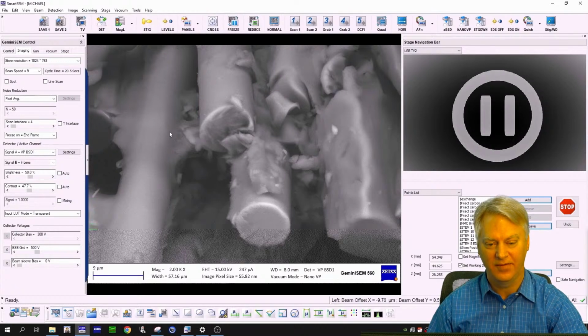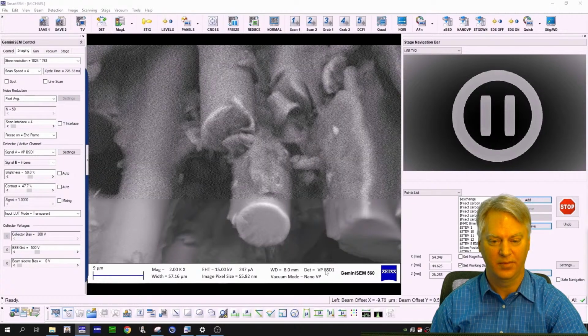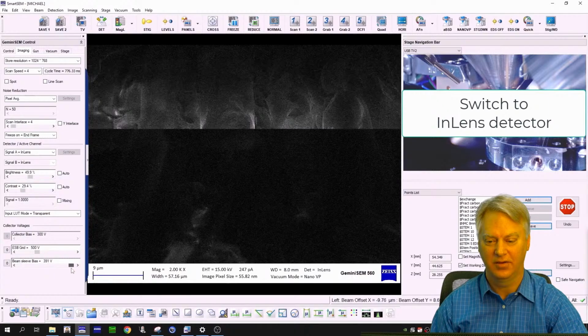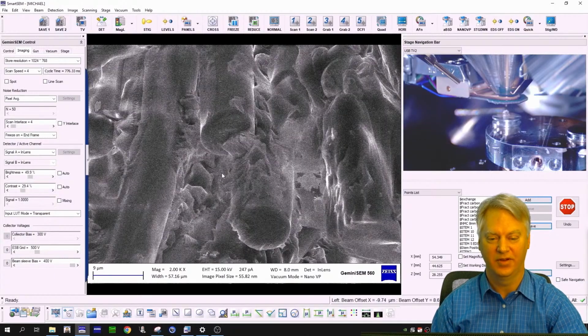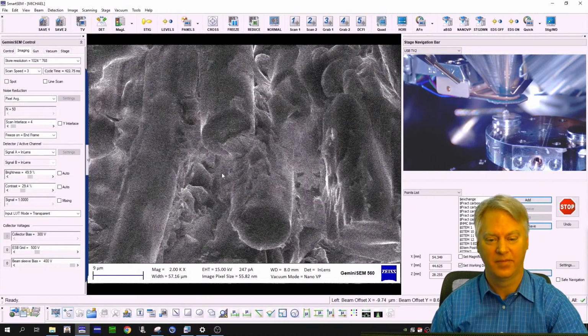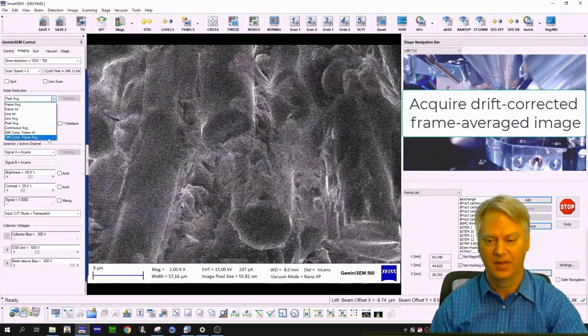So the one that I haven't used yet is the InLens, and the InLens is the one that is really beneficial as well, in addition to these two detectors, for looking at surface sensitive information. So let me get to that in a moment here. We'll change it to InLens. I need to bring up the bias on the beam sleeve, that is the cone that's on the pole piece, and now we see an InLens image.